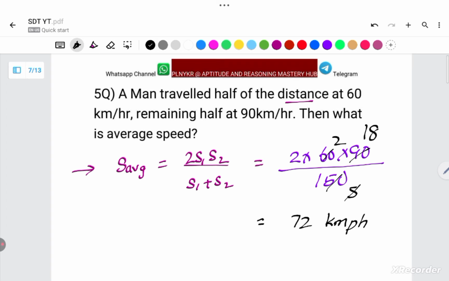So either by using the basic fundamental formula for average speed, or in case of special cases, for equal distance we use the harmonic mean, and for equal times the arithmetic mean.